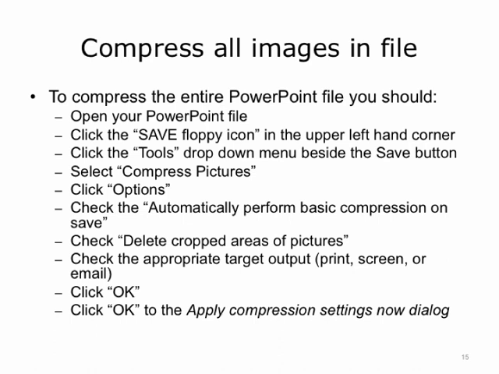To compress the entire PowerPoint file, you should: 1. Open your PowerPoint file. 2. Click the Save floppy icon in the upper left-hand corner. 3. Click the Tools drop-down menu beside the Save button. 4. Select Compress Pictures. 5. Click Options. 6. Check Automatically Perform Basic Compression on Save. 7. Check Delete Cropped Areas of Pictures. 8. Check the appropriate target output: print, screen, or email. 9. Click OK. 10. Click OK to the Apply Compression Settings Now dialog.